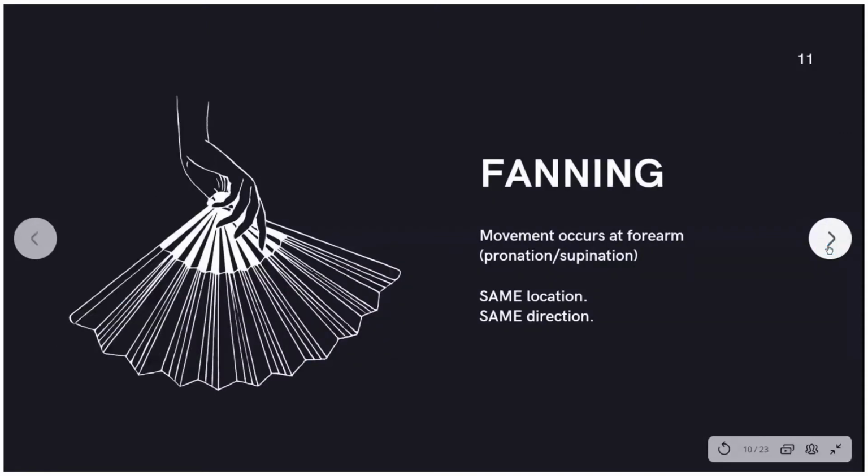Right, the next movement is called fanning. So you're going to move your forearm here and you're going to do supination, pronation type movements, much like you're holding a handheld fan. And imagine that the waves that are coming out of the probe are spreading like the fan you're holding in your hand. So the location of the probe remains the same. You're just fanning the end of the probe. So location is the same and direction also remains the same.